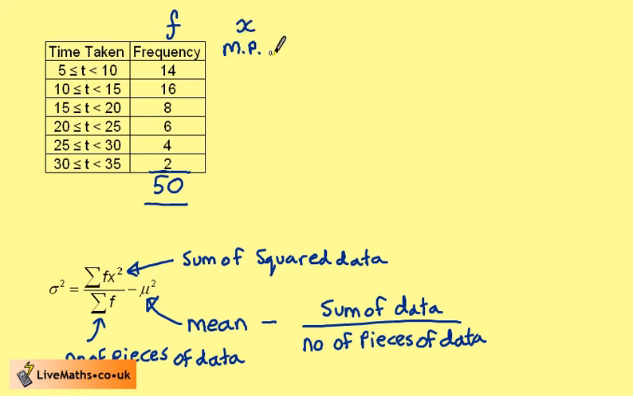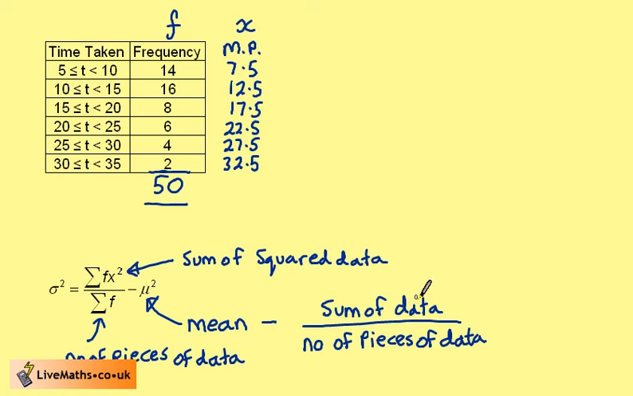We call this column x, and the midpoint of 5 to 10 is 7.5. For 10 to 15 it's 12.5, 15 to 20 17.5, 20 to 25 22.5, for 25 to 30 it's 27.5, and finally 32.5 for the interval 30 to 35.